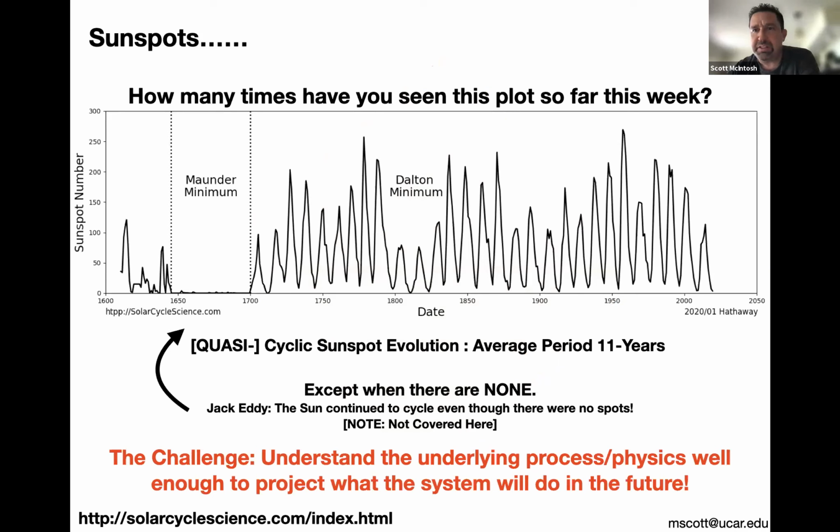I also think you've seen this over the course of the week, but as you document sunspots over time, they wax and wane in number. This is a pretty infamous plot that illustrates that the solar cycle, or the number of spots on the solar disk, has an average period of about 11 years.